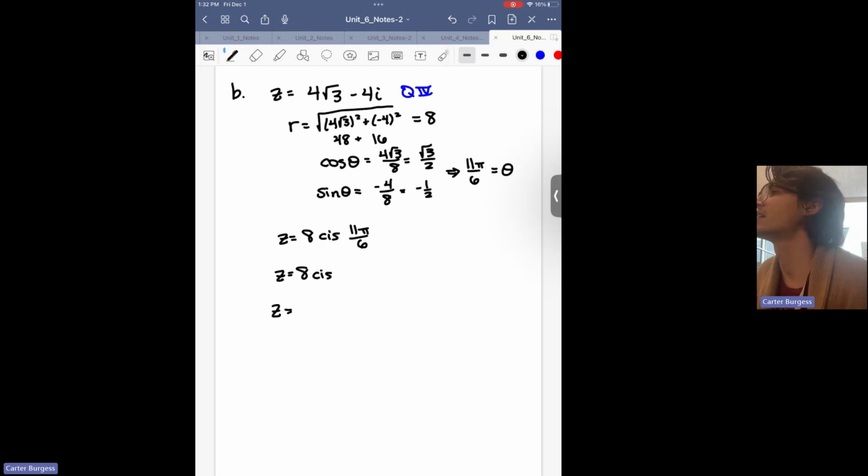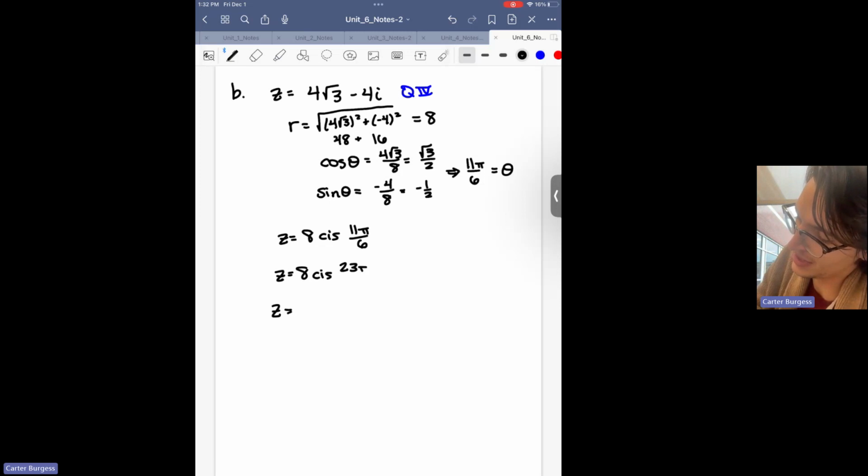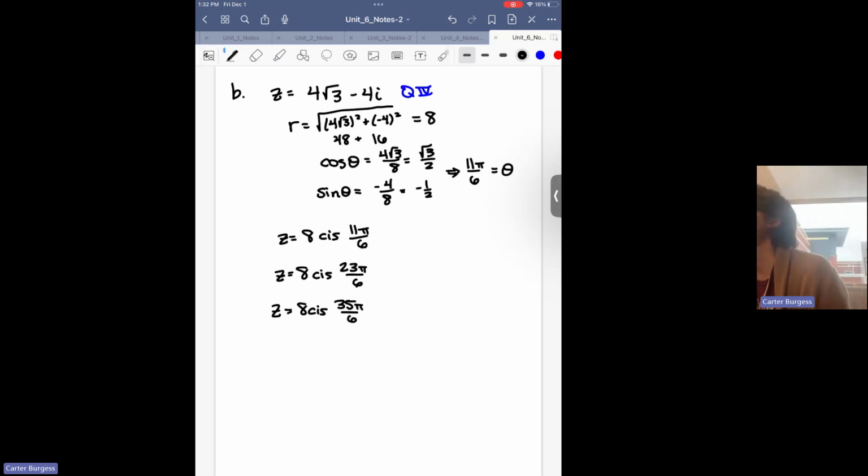Adding 2 pi, what's maybe a convenient way to do that here? 12 pi over 6. I get that this is 23 pi over 6. I get that this is also 35 pi over 6. Is there anything that stops me from continuing, going more, adding 12 pi over 6 over and over again?